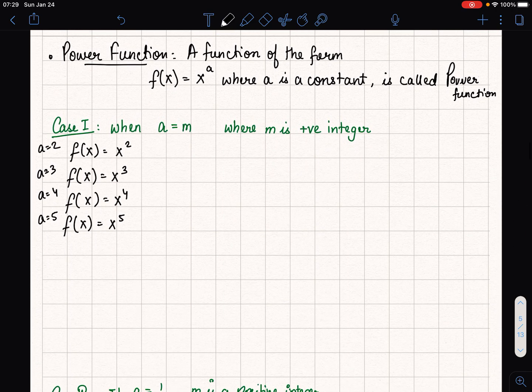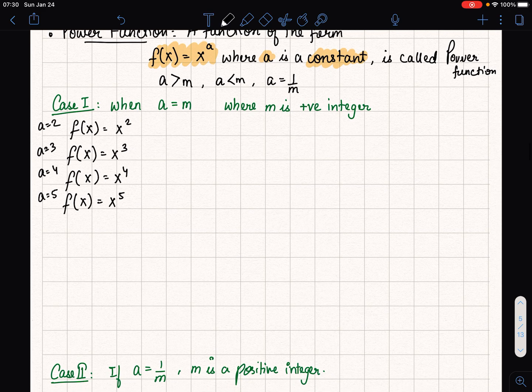The next topic we come to is the power function. A function of the form f of x equals x raised to the power a, where a is a constant, is known as a power function. So as my a changes, my function shall change. I have three possibilities for a. a can be positive, a can be negative, while a can be a fraction. Let's look at all of these conditions one by one.